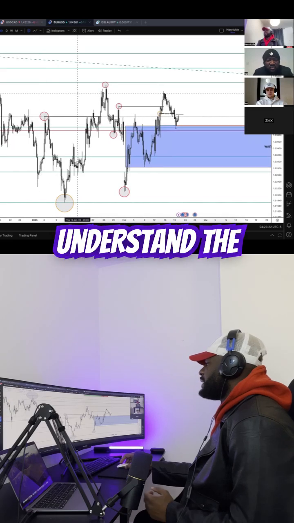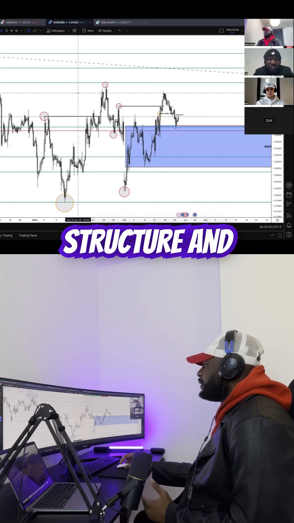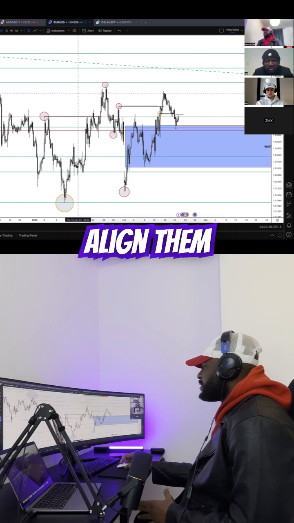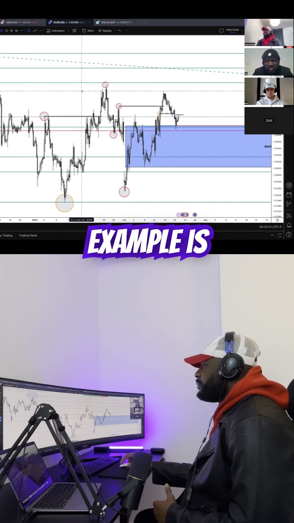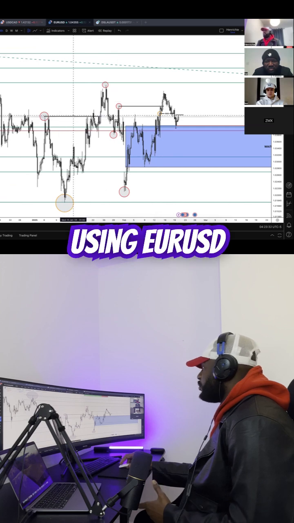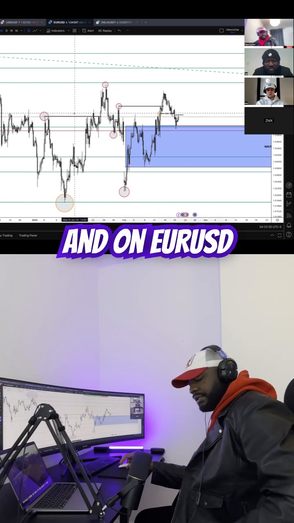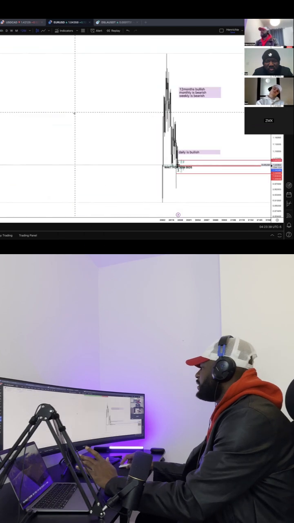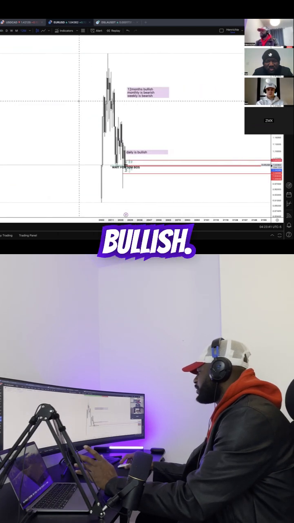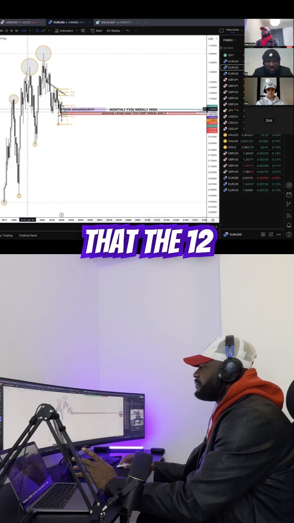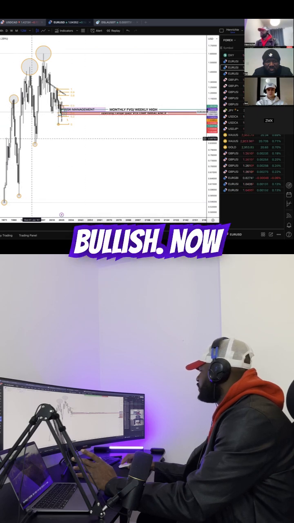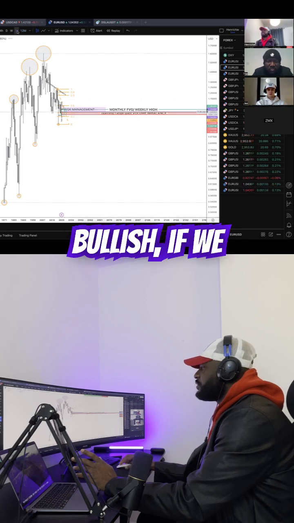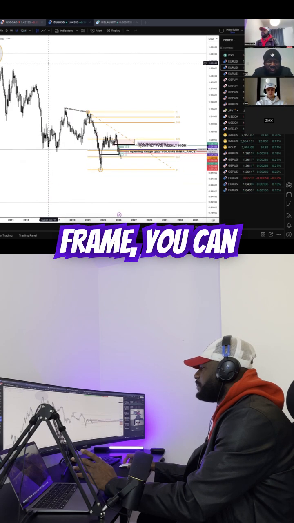You have to understand the higher time frame market structure and scale down to the lower time frame market structure to align them together. An example is using Euro US dollar. On Euro US dollar, already you all know that the 12-month time frame is bullish. You can see that the 12-month time frame right here is bullish.